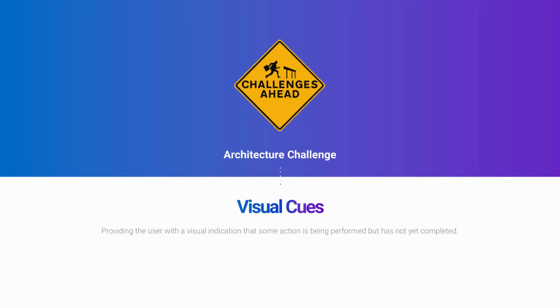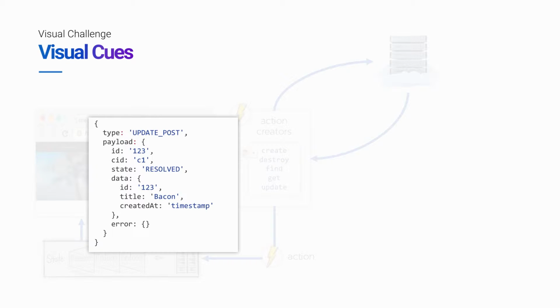This video will be about visual cues, which are important for providing the user with a visual indication that some action is being performed but has not yet completed. Now, we touched on this in the data structure section, but as a refresher, let's take a look at this example action. Here, the action represents an update to a post.